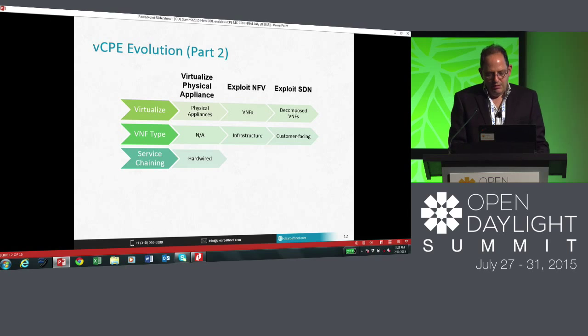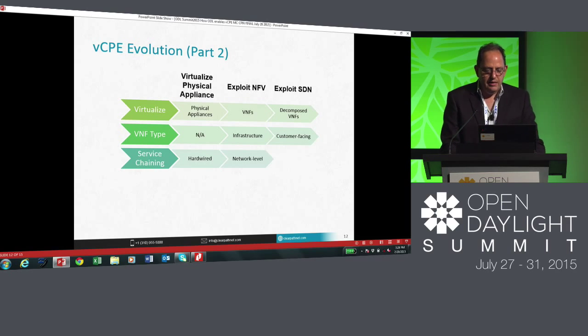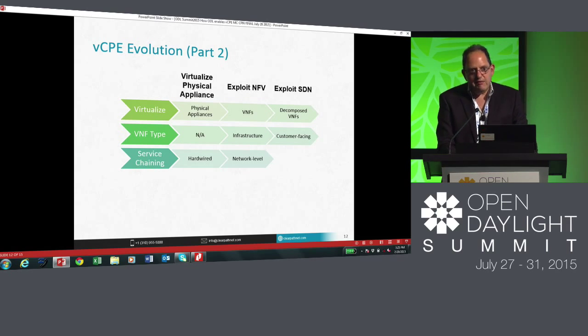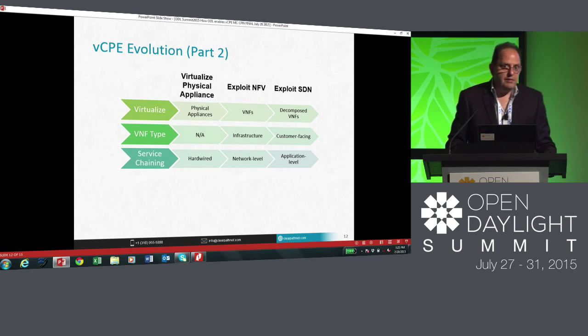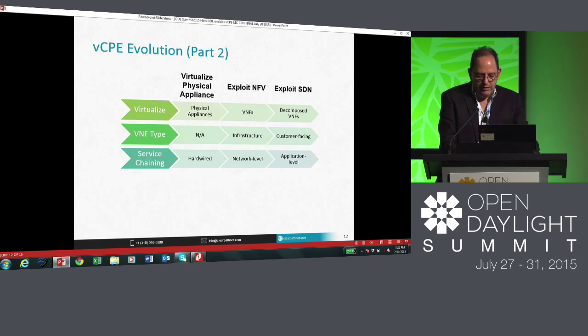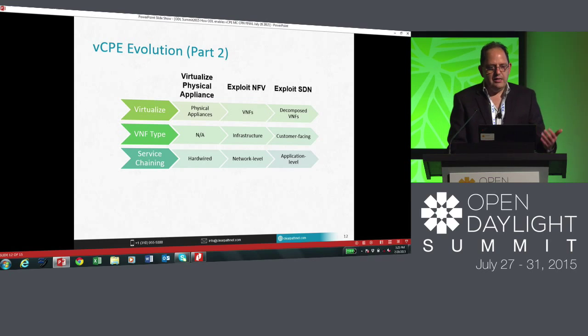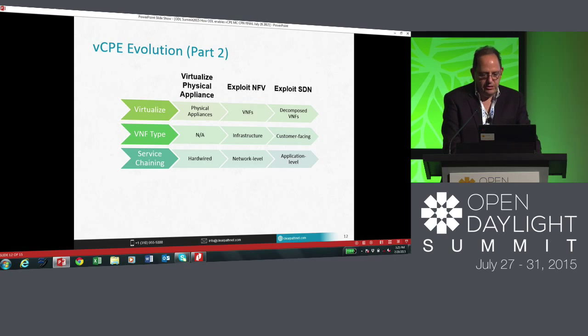Service chaining level, we used to hardwire physical appliances and even some of the first level of virtualized appliances because we didn't have software-defined networking. At the NFV level, there was an understanding that we were actually going to go to the next level, which is network level service chaining, and then ultimately we want to get to the application level network service chaining, which is what we're providing by offering multiple virtual network functions into a container.